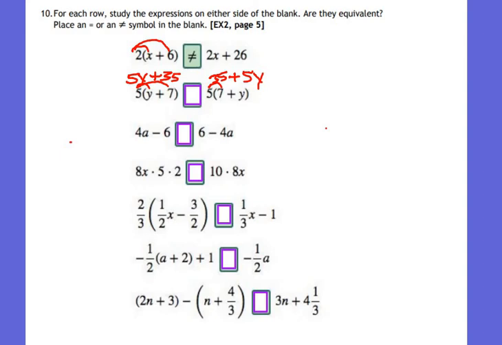Why? They look different. They're just flipped. Is 5y positive right here? Is it positive over here? Yes. 35 is positive here. Is it positive over there? Yes. So they are equal.